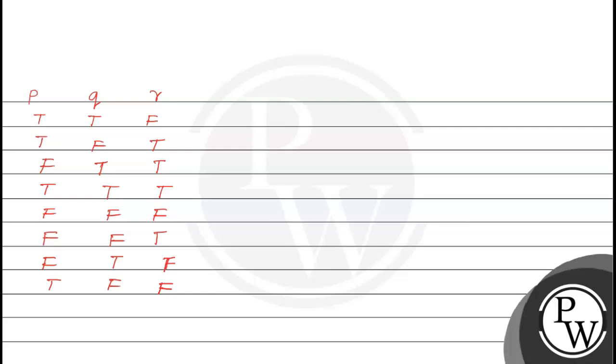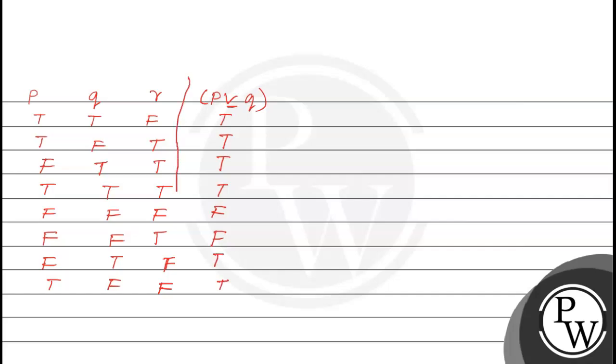Now we will try to find the value of P or Q. So P or Q, which is disjunction, will give us a false value only when both P is false and Q is false. So here it is happening only in these cases, false, false. In all the remaining cases here we will get true. So this is the truth value of P or Q.